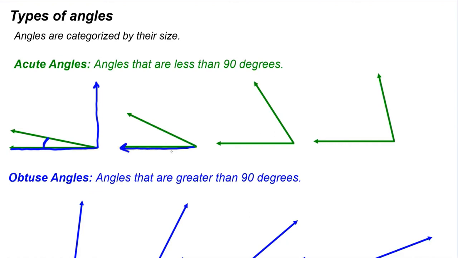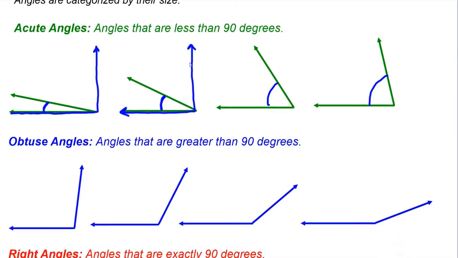This one as well, if I were to lay a 90-degree angle over it roughly, you can see that's less than 90 degrees. This angle is less than 90 degrees, and this angle is also less than 90 degrees. Those are all examples of acute angles.